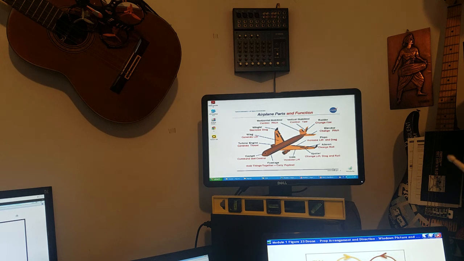What we would be discussing would be the ailerons, flaps, rudder, elevator, and vertical stabilizer, horizontal stabilizer. Those are the things that we would be going through.